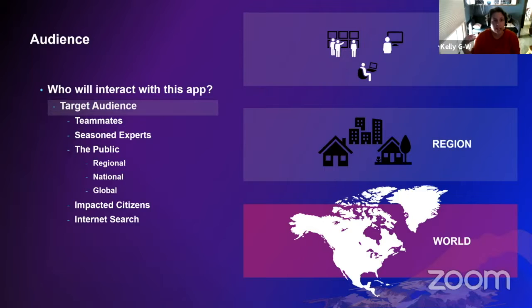It's really about the audience and who we're going to target, because that's who you're building this for. Is your audience a bunch of teammates that you already work with and who are familiar with your applications? Are they seasoned experts? Is it the public? Are they impacted citizens, let's say with an evacuation, and are they stressed out? Or is it people just doing a general internet search and coming across your application? You would make different design choices for each of these different audiences.